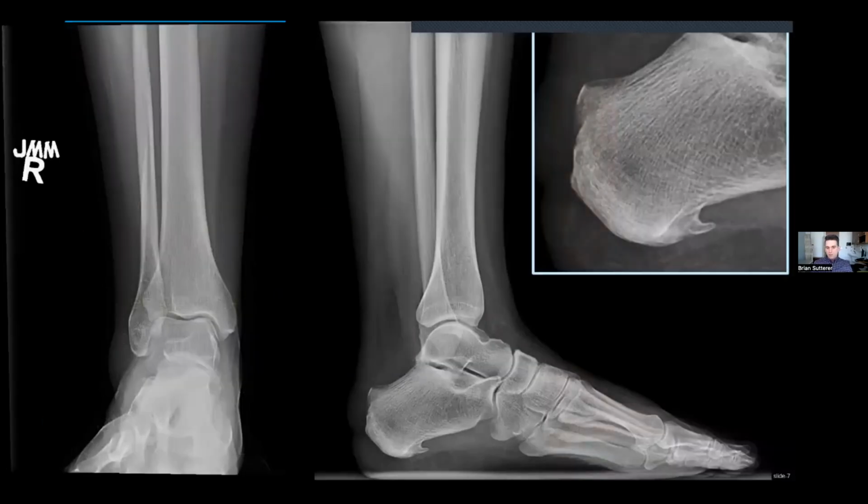These were her initial x-rays. You can see nothing too remarkable in the area other than a little bit of a Haglund deformity in the calcaneus, which we'll talk about later in the context of retrocalcaneal bursitis. Of course, a plantar spur on the calcaneus, but otherwise, pretty normal looking x-rays.